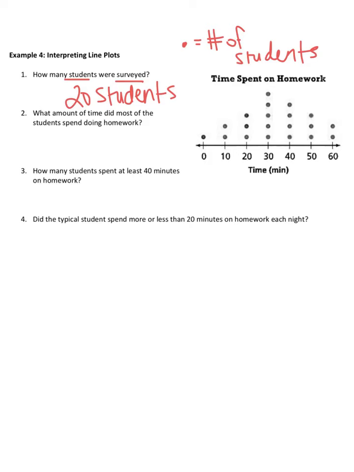Next, number 2, it says what amount of time did most of the students spend doing homework? If I see that word most, I want to look for the mode. So the mode of this data, which number has the most dots, would be our 30 minutes. So most students did 30 minutes of homework.